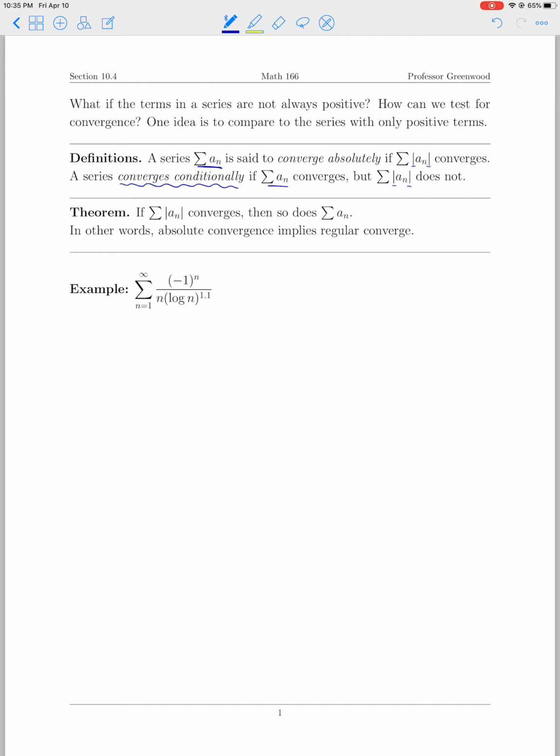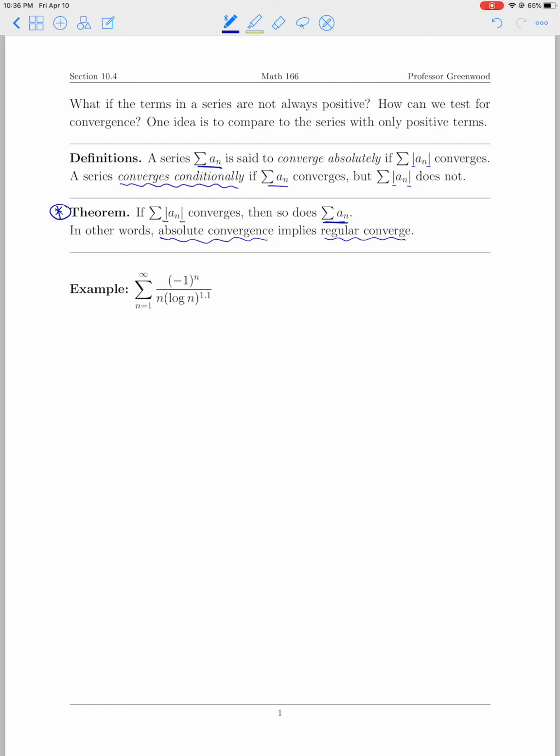It turns out that these are the only two ways that a sum can converge. Or in other words, we have this theorem right here that says, if you take the absolute value and your sum converges, then the original sum does as well. In terms of the definitions that we just talked about, that means that absolute convergence implies regular convergence. So let's look at an example and see what that means.